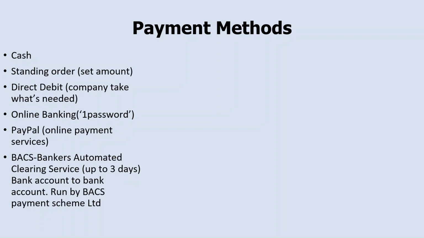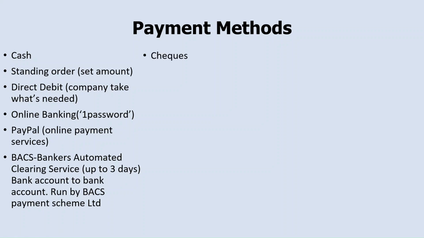Now, BACS, which is short for Bankers Automated Clearing Service, means that you can transfer money from one bank account to another bank account. It's run by the BACS Payment Scheme Limited, a limited company, and it can take up to 3 days.